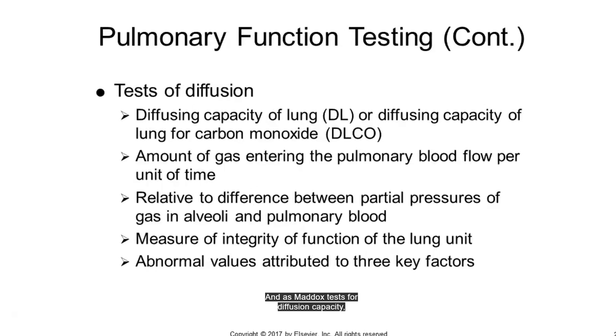Diffusion capacity tests, or DLCO, are generally affected by 3 key factors. 1. Decreased hemoglobin or anemia, as the carbon monoxide used in this test must have hemoglobin to bind to. 2. Increased thickness of the AC membrane, often seen in restrictive lung diseases such as asbestosis. And 3. Decreased functional surface area for diffusion to occur, as seen in COPD patients.